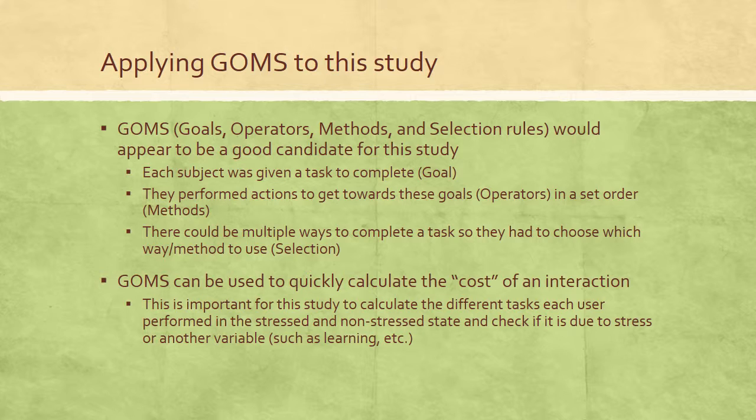GOMS can actually be used to quickly calculate the cost of an interaction, which is what this study was trying to do. How quickly were people typing? How quickly were they clicking their mouse? That, along with pressures from the keyboard and mouse, would show if they were stressed.